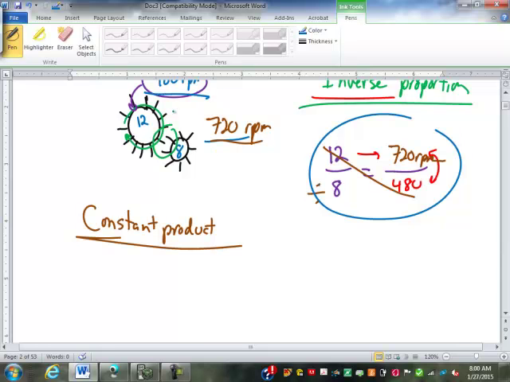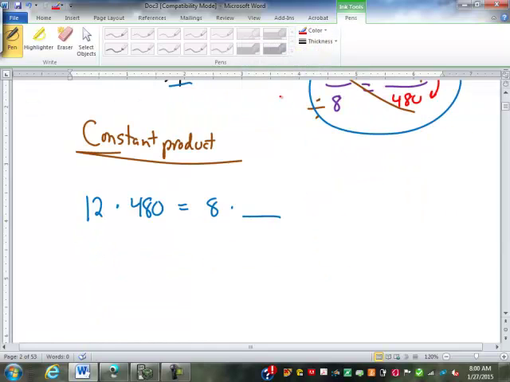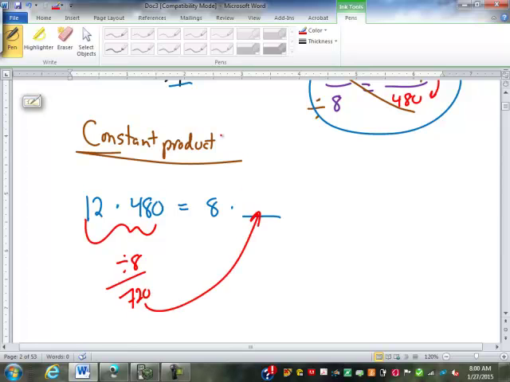The number of teeth from this gear is equal to its size times its speed. So in this case, size times RPM. 12 times 480. That has to equal the size of the other gear times its RPM. Now it's still going to be a multiply and divide, it's just not cross multiply and divide. You're going to do the 12 times 480 and then divide by 8, which will give you 720, which is what we had up there.